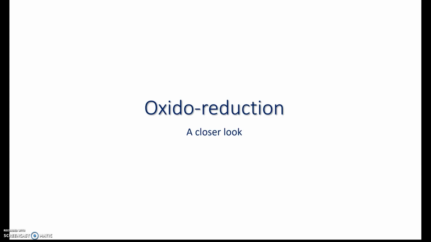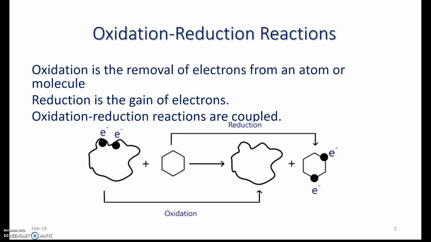Okay, let's take a closer look at oxidoreduction. Oxidoreduction reactions. The chemical definition of oxidoreduction is that oxidation is the removal of electrons from an atom or a molecule, and reduction is the gain of electrons.